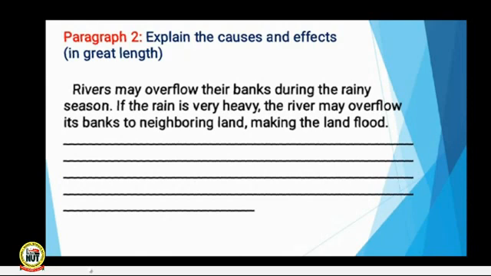Paragraph 2. Rivers may overflow their banks during the rainy season. If the rain is very heavy, the river may overflow its banks to neighboring land, making the land flood. Now, you can see I am beginning to bring out the causes of what? Of floods. As I said, this is an example. It doesn't mean that this is how scanty your information or detail should be, but it is just a sample. If you look at the beginning of the paragraph, it brought out some of the causes of what? Of floods. Don't forget, our article is on floods.